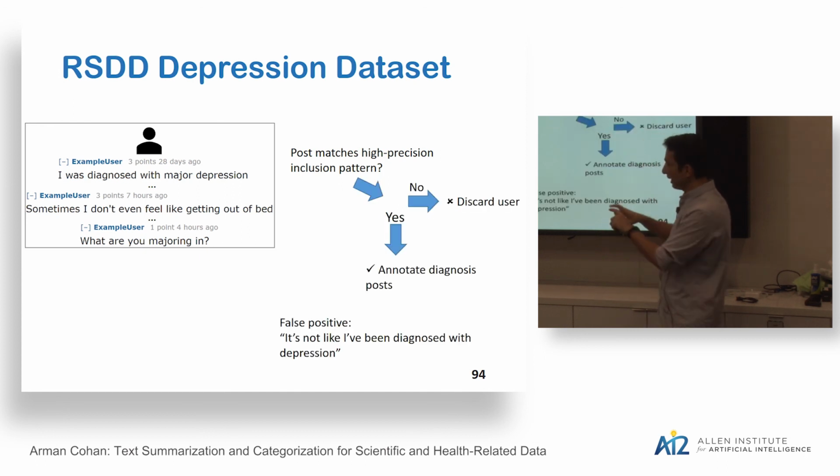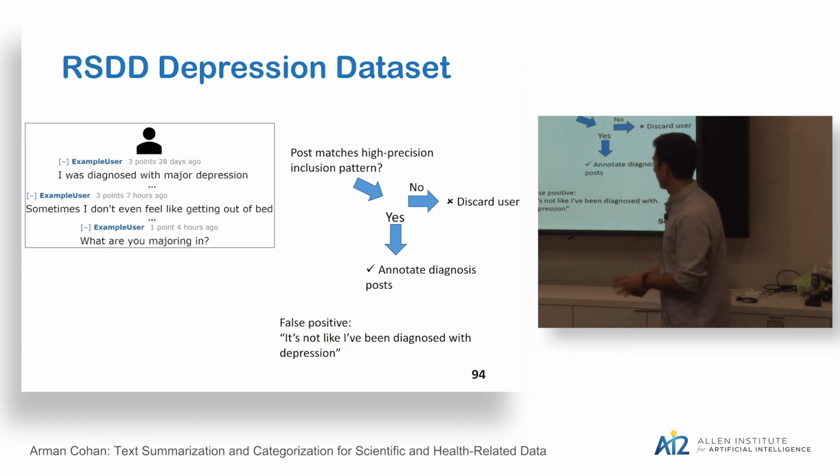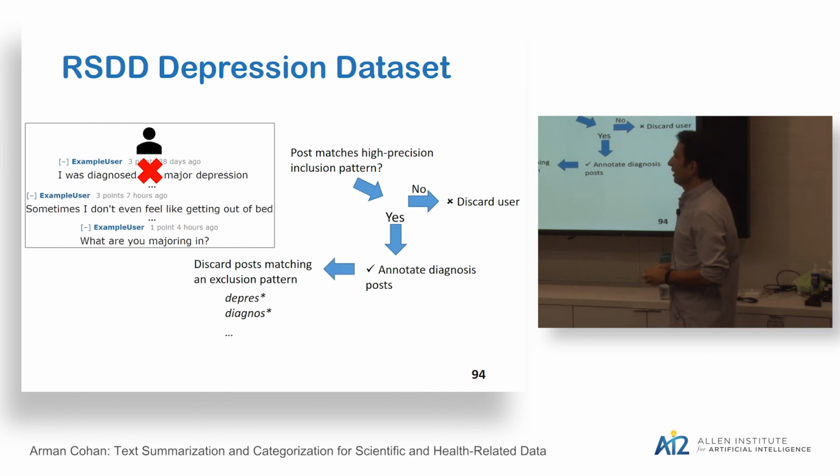But we annotate that post to confirm it's actually a self-reported diagnosis, because there are some false positives, like "it's not like I've been diagnosed with depression." So we get rid of these with crowdsourcing. And then after we label our users, we remove every post that is about depression.